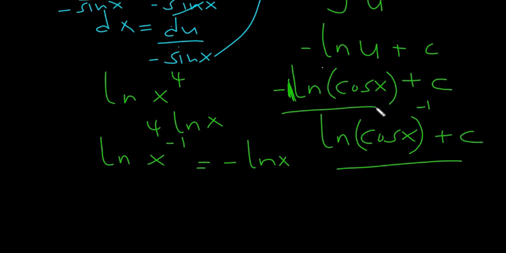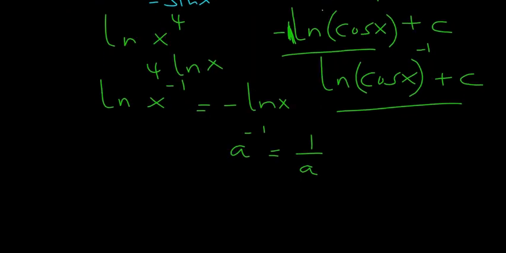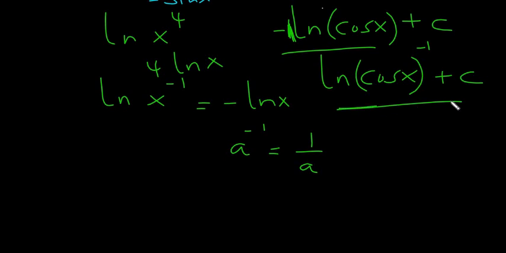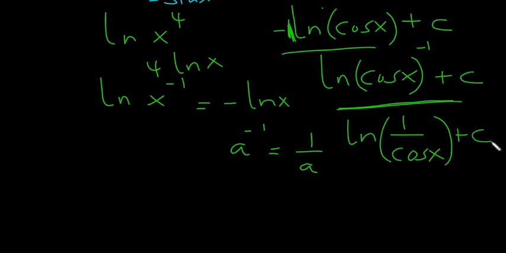Okay, now remember from the laws of indices that any value raised to the power of negative 1 is the same thing as writing it as 1 over a. Okay, so for this case, writing it this way is the same thing as writing ln 1 all over cos x. Okay, and then plus c.